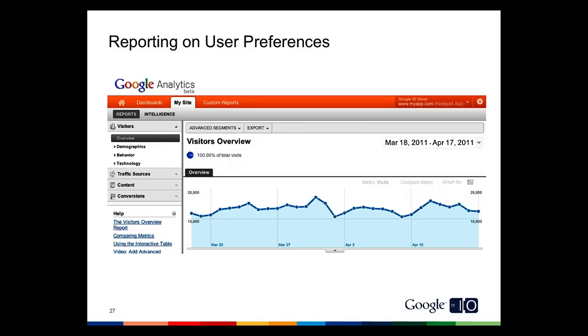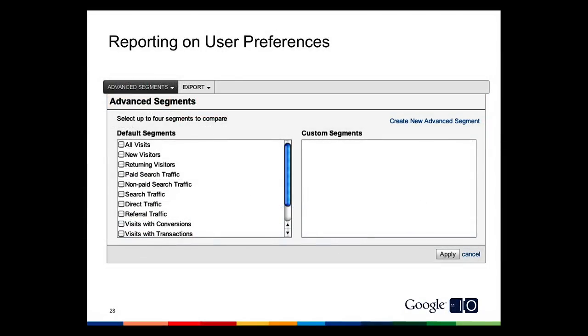we can create what's called an advanced segment and segment the number of users who've used one preference versus the other across all our reports. So I'm going to explain what that means. In Google Analytics, we have what's called advanced segments. And in the new interface, you can see it under the advanced segment tab. When you click this button, a little dialog pops up. And you can see a bunch of default segments, as well as the ability to create a new advanced segment. So in this case, we'll create a new one.